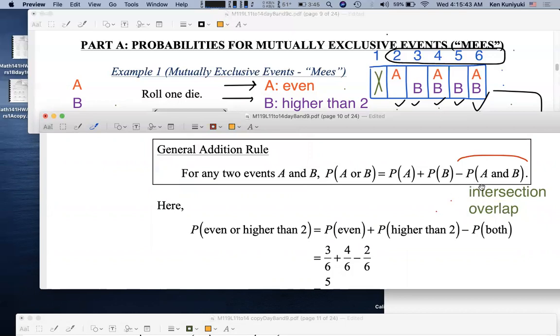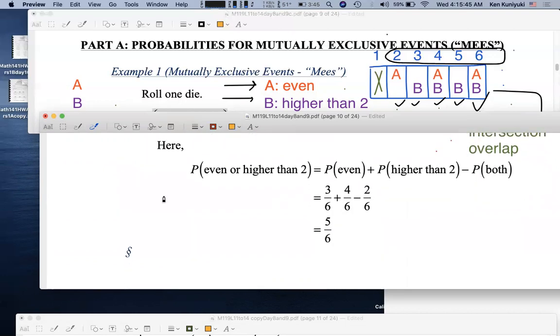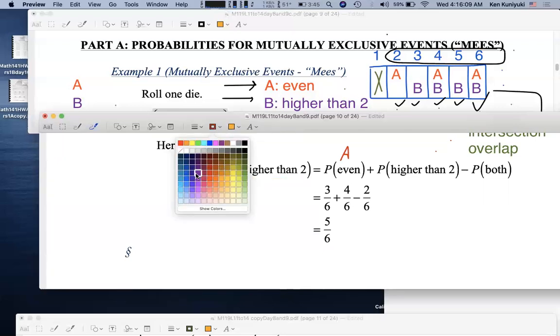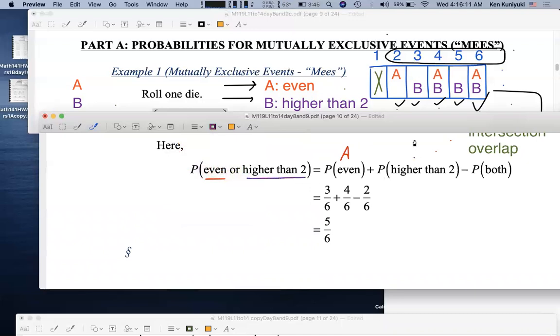That's where the 4 and the 6 lie. So the probability of getting an even number or a number higher than 2 is the probability of an even number plus the probability of getting a number higher than 2 minus the probability of both happening. The probability of A happening, the probability of getting an even number, was 3/6, or 1/2. The probability of getting a number higher than 2, the probability of B, was 4/6.